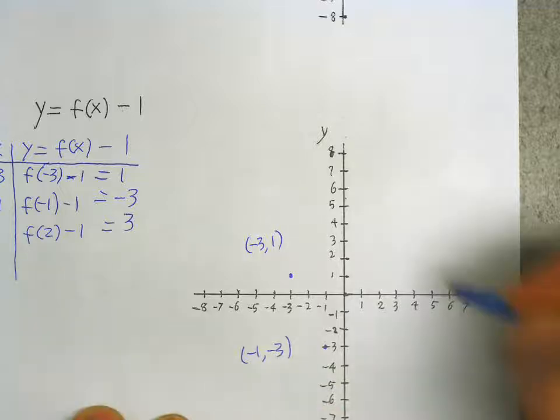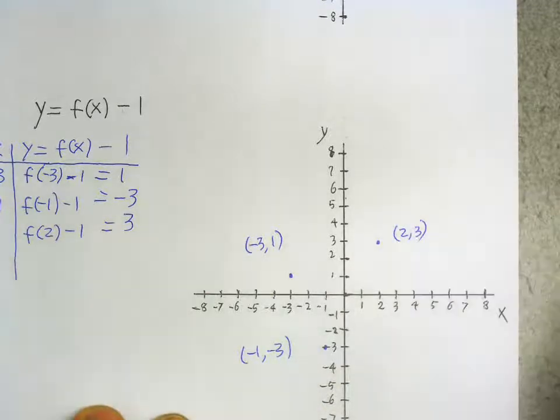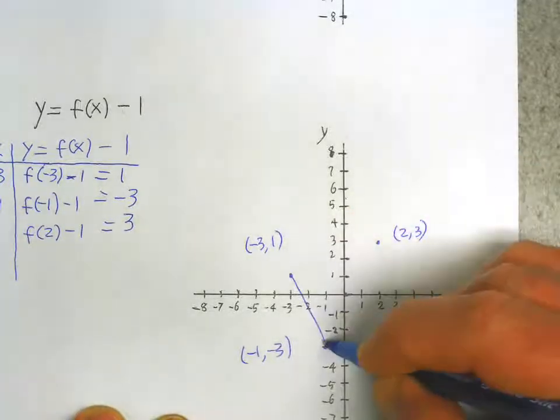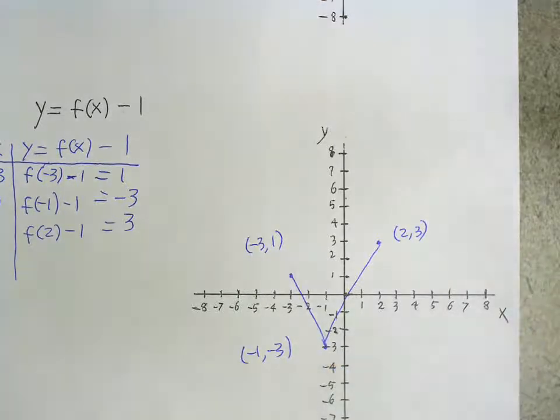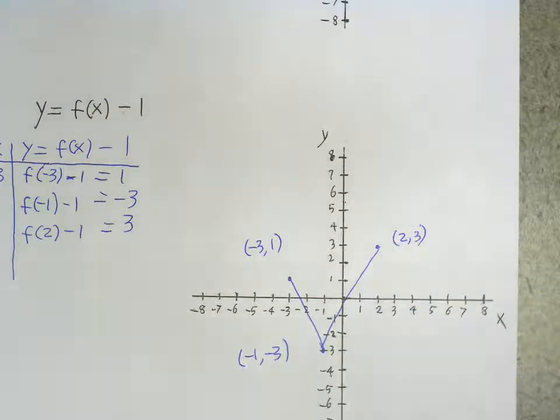2, 3. Then connect the dots. So this graph is 1 unit lower than the graph of f of x. It's a vertical shift downward by 1 unit.